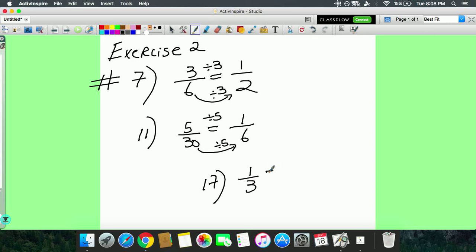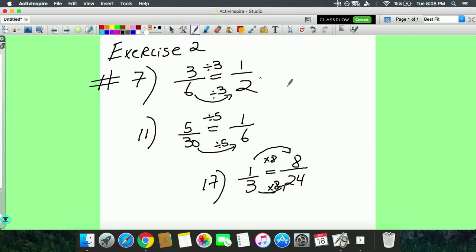1/3 equals something over 24. In this case, we're making a fraction where it's increasing, right? The denominator is getting bigger here. So this would be times 8, and the top has to be times 8. That gives me 8 over 24. So which means that 1/3 and 8 over 24 are equivalent. And same thing here, 5 over 30 and 1 over 6 are equivalent. And 3/6 and 1/2 are equivalent.